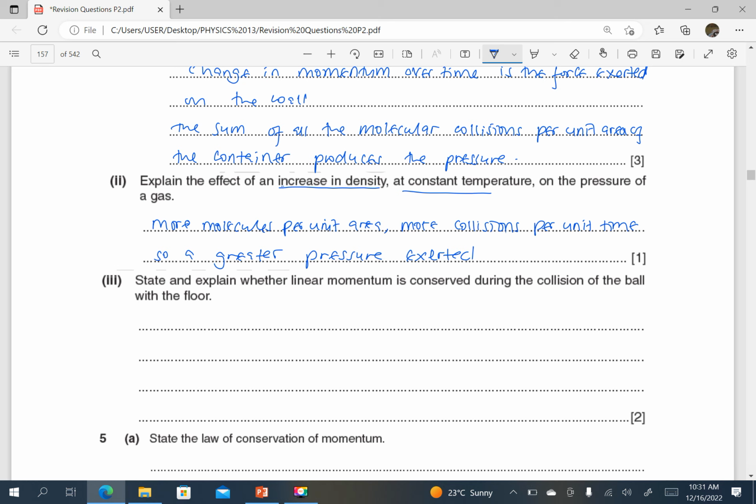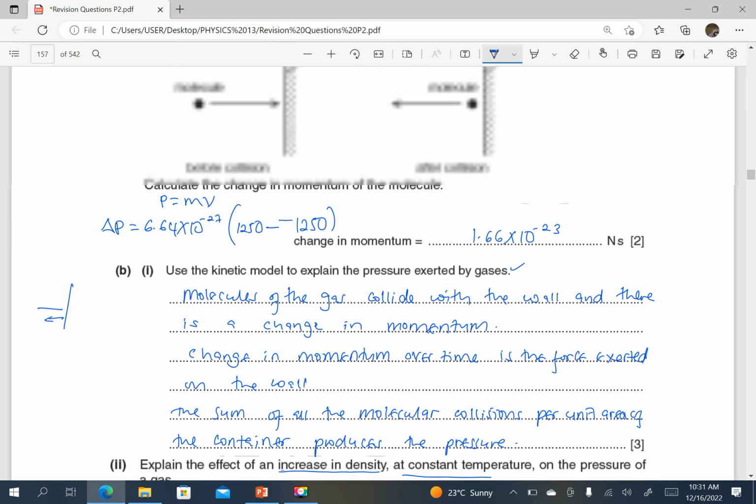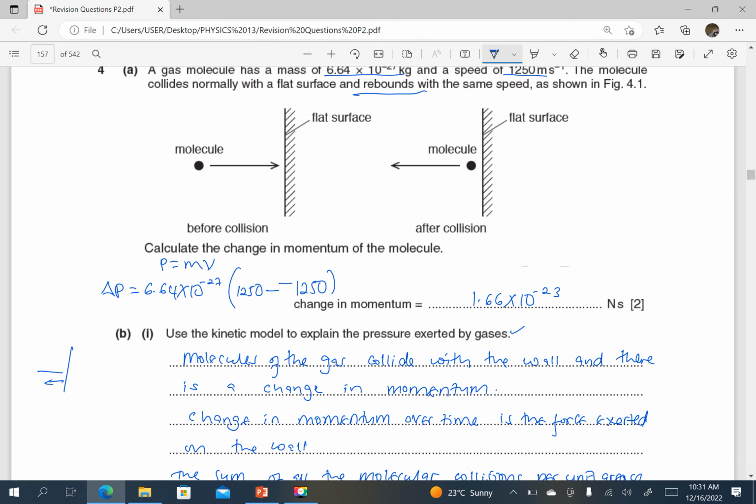State and explain whether linear momentum is conserved during the collision of the ball with the floor. Of course, if we go back to the collision, we notice that the ball rebounds with the same speed. So it means that the total momentum of the ball and the floor before is going to be equal to the total momentum of the ball and the floor after. So it means momentum is conserved.